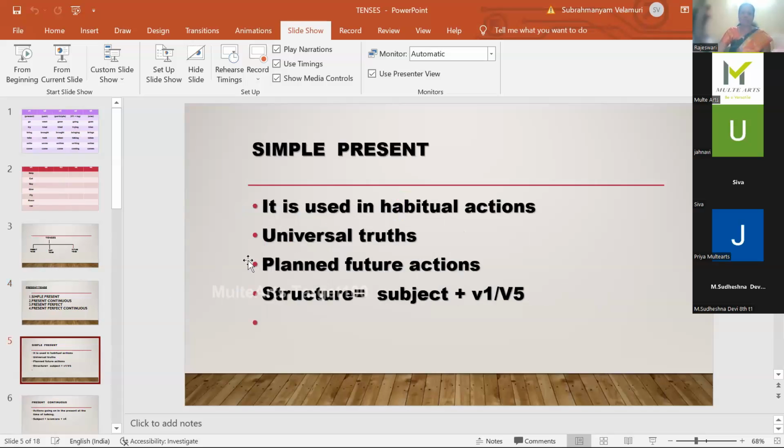So, simple present is used in habitual actions to talk about universal truths, plan future actions, and many other things. But these are the 3 main places generally we use the simple present. So, we have a structure to identify our tenses: subject plus V1 or V5. Now, why did I give an option, V1 or V5? V1 is the plural form of the verb. V5 is the singular form of the verb.